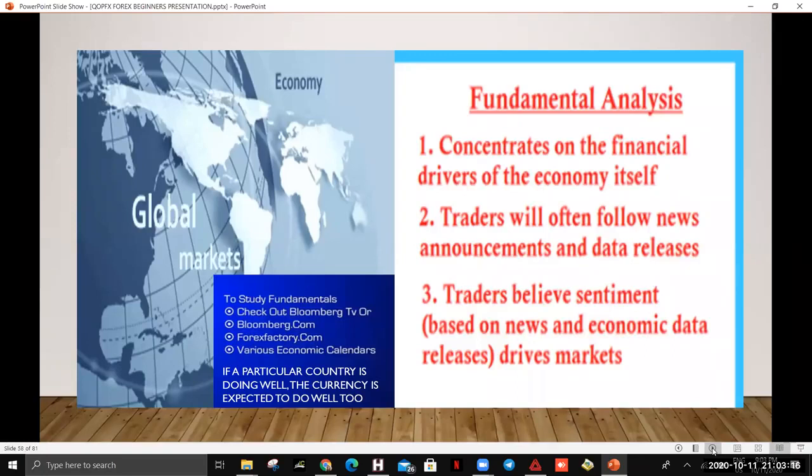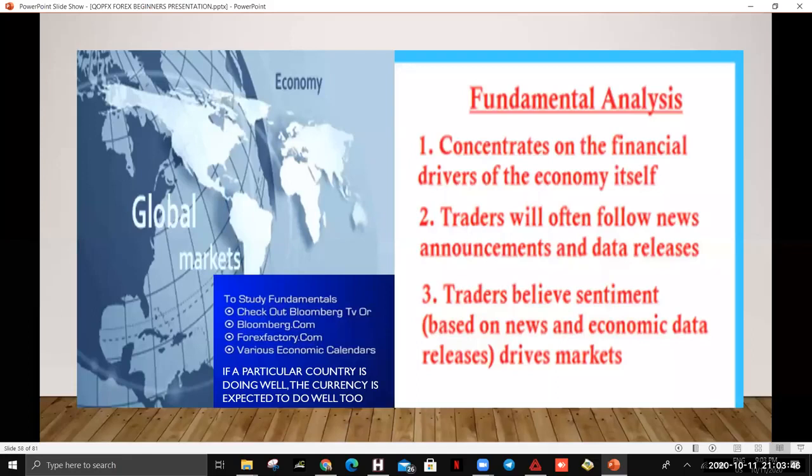If you go to that site, you can see the activities of every country, what's going to happen, what they are planning to do, the economic stuff and all that. That will help you understand how to trade fundamentals. Fundamental analysis concentrates on the financial drivers of the economy itself. Traders will often follow news announcements and data releases. Traders believe sentiment based on news and economic data drives the market, which is true.